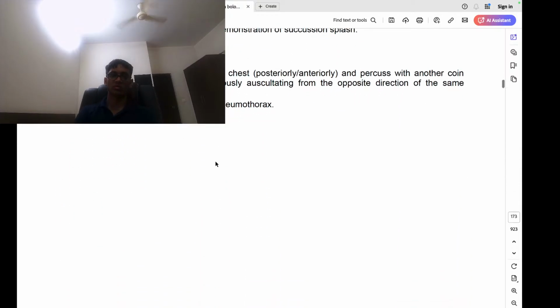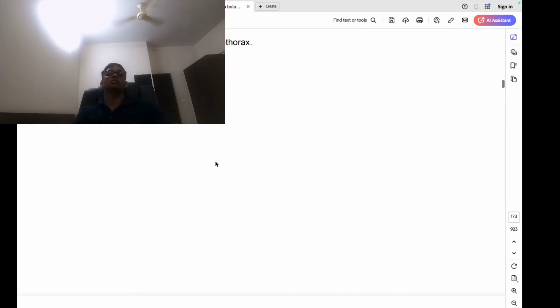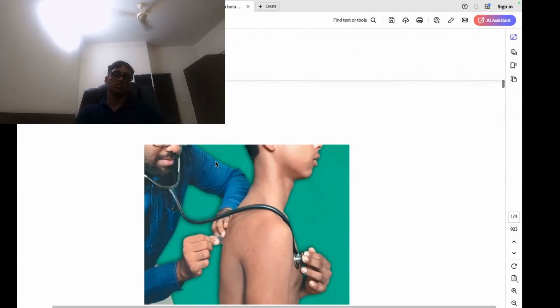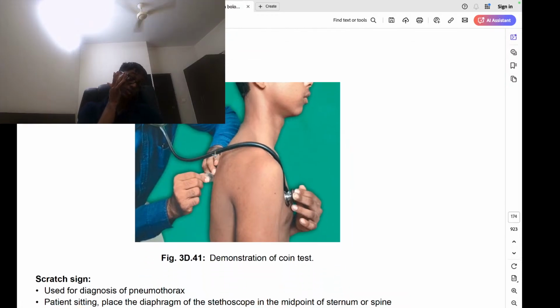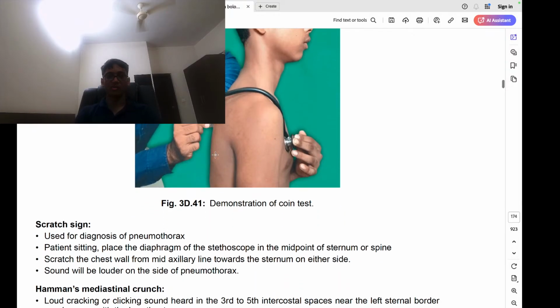Then the coin test, where you hear a high pitched metallic or tympanic note. Place one coin flat on the affected side, posteriorly or anteriorly, and percuss with another coin perpendicularly on it, while simultaneously auscultating from the opposite direction of the same affected side. It is seen in pneumothorax and hydropneumothorax. A metallic sound will be heard.